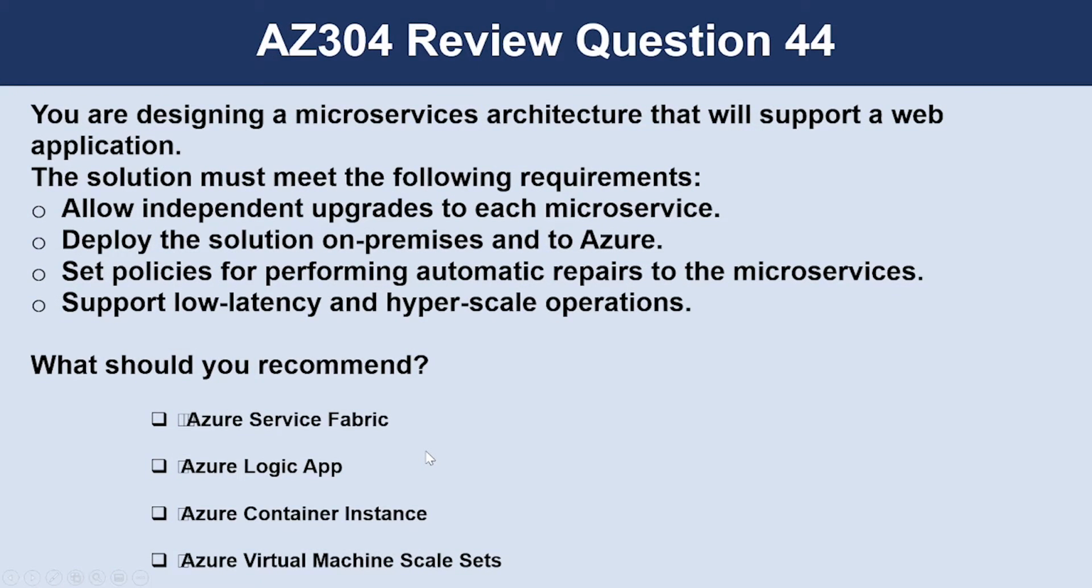Question number 44. You are designing a microservices architecture that will support a web application. The solution must meet the following requirements: allow independent upgrades to each microservice, deploy the solution on premises and to Azure, set policies for performing automatic repairs to the microservices, and support low latency and hyperscale operations. What should you recommend? The correct answer is Azure Service Fabric.